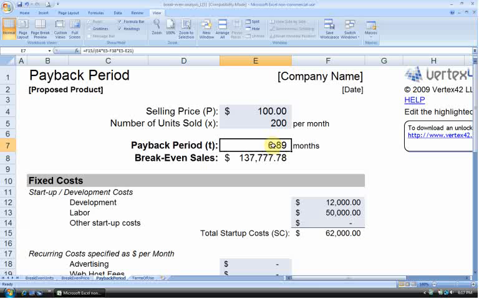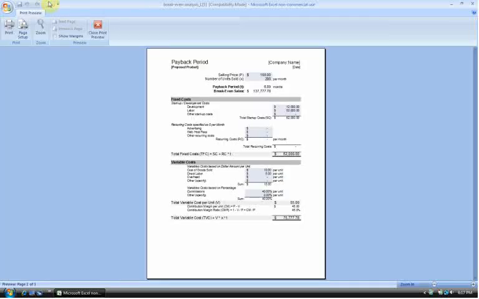So you can see that the number of units that you sell in a given month is very strongly, directly related, in fact, to how short your payback period is going to be. So that's about all for the break-even analysis. One last thing about the Vertex 42 spreadsheets in general is that they're all very printer-friendly. We click on the print preview here, you can see that everything's nicely condensed on one page.